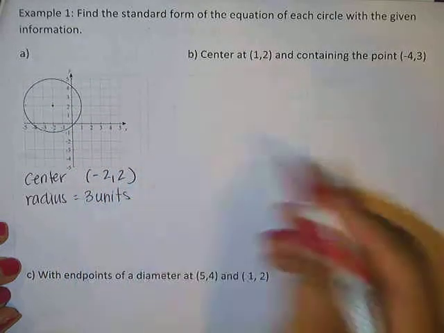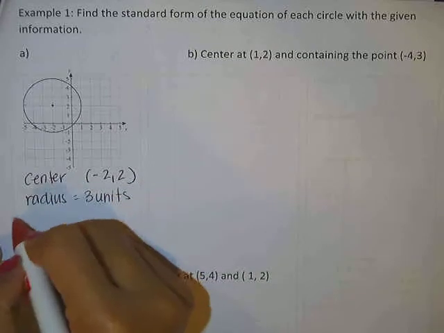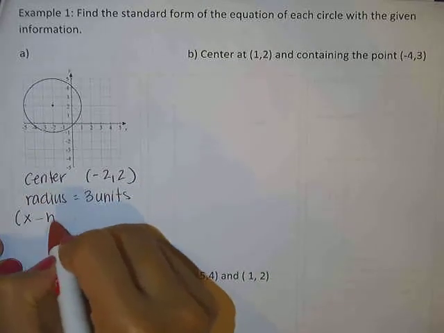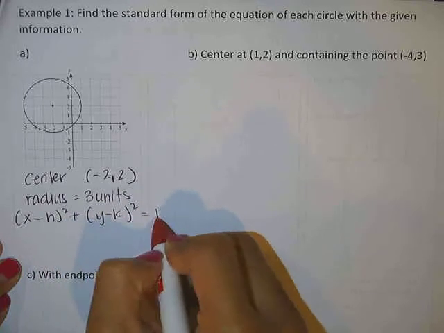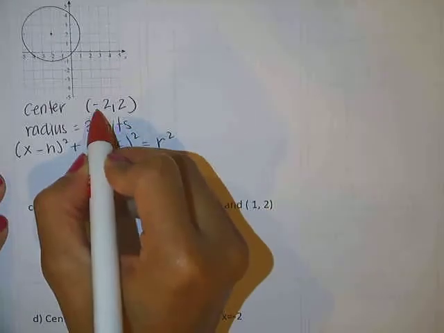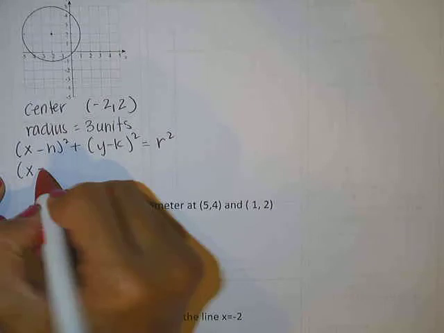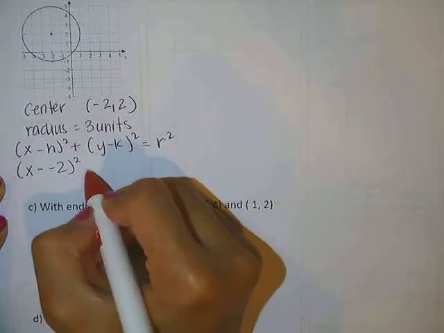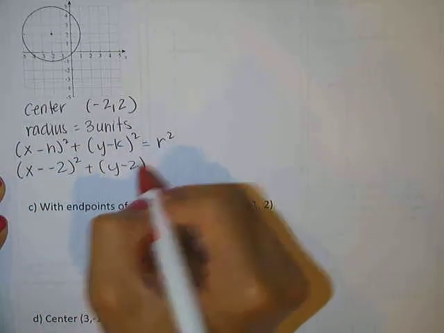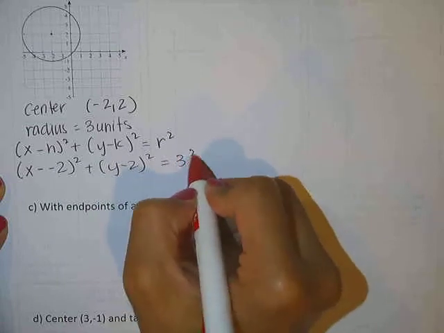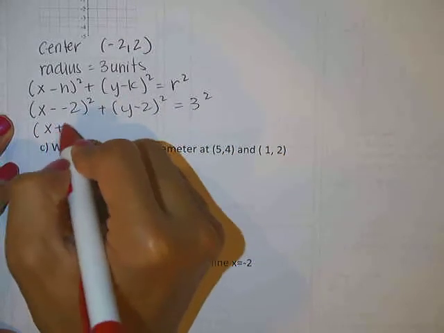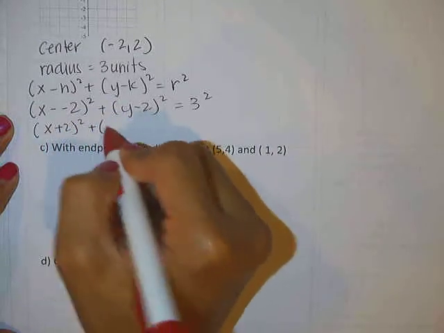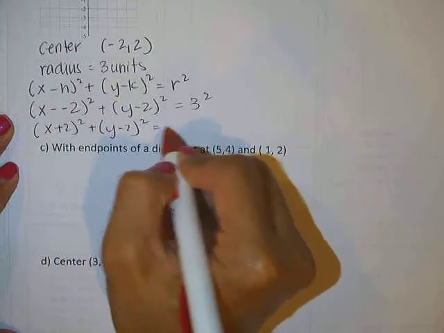Based on the definition of a circle, the standard form is x minus h squared plus y minus k squared equals r squared. So this is a minus 2, so that's going to give me x minus a negative 2 squared plus y minus 2 squared equals 3 squared. I'm going to simplify this and leave it in standard form: x plus 2 squared plus y minus 2 squared equals 9.